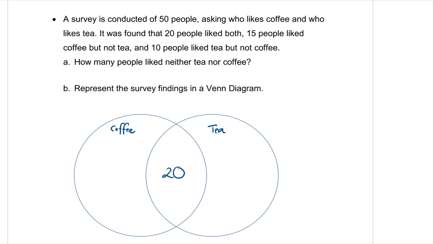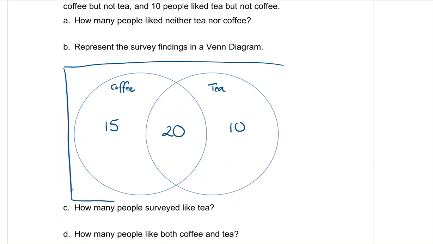20 people liked both tea and coffee. 15 people liked coffee but not tea. So there's 15 people in here that like coffee but not tea. And 10 people who like tea but not coffee. So there's actually 30 people who like tea altogether, and there's 25 people who like coffee altogether. While I'm at it, is there an extra number that should be outside that Venn diagram? Poppy?